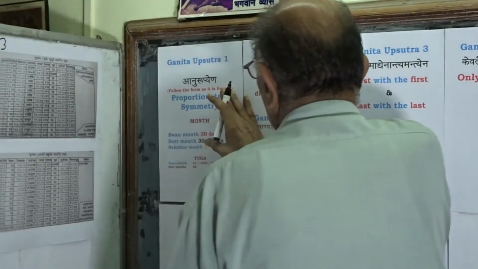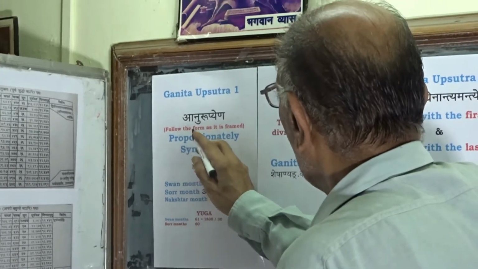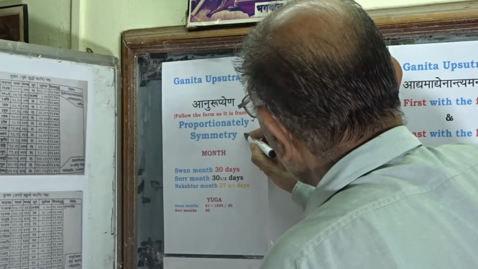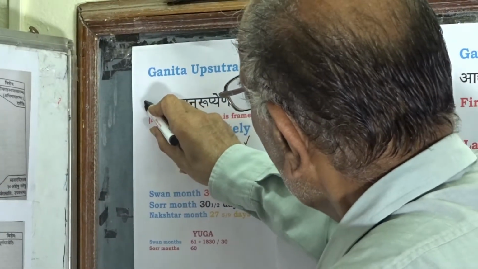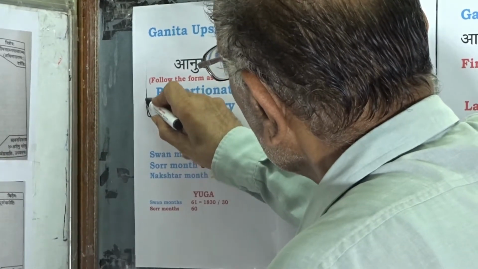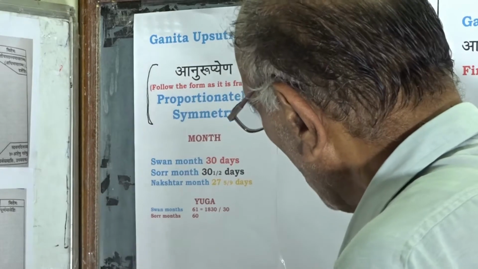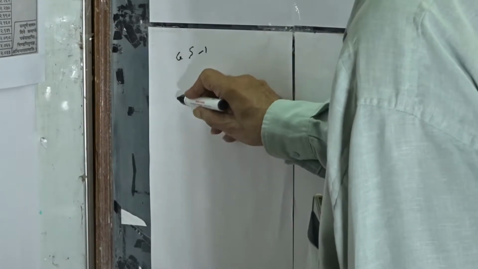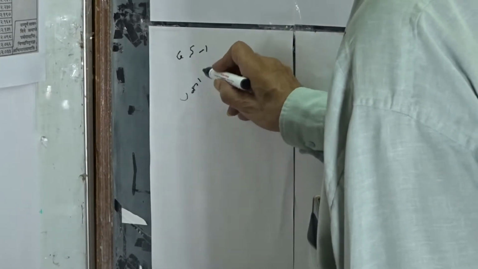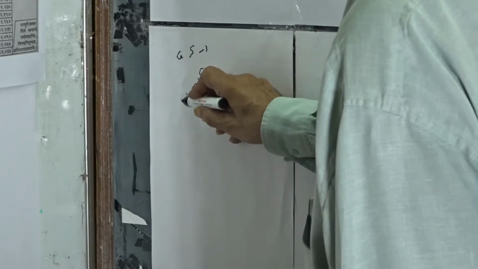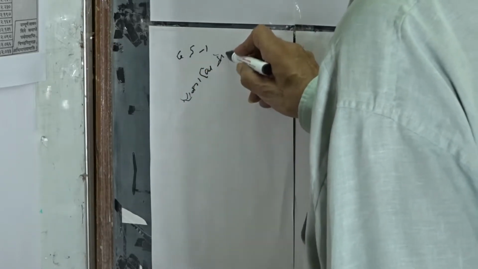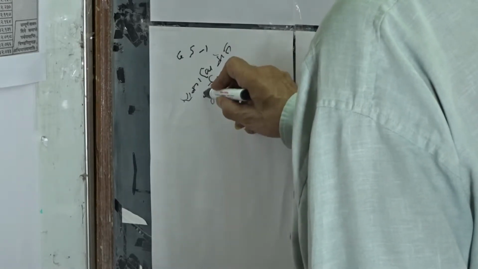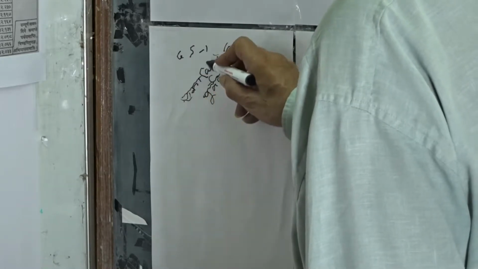The first Upsutra is Anurupye, which means follow the form as it is framed. It is proportionate, it is a symmetry. This is the rule of symmetry, and this rule is parallel to the pure value rule of Ganita Sutra 1, which means Ekadhikena Purvena, one more than before. It is this sequential rule, Ekadhikena Purvena, which is symmetrically applied. Then it is this proportionate similarity.